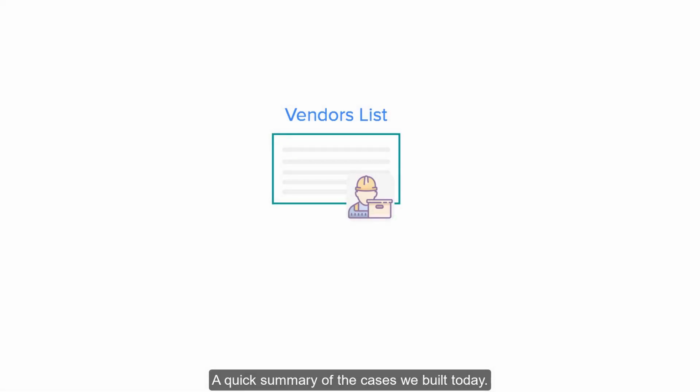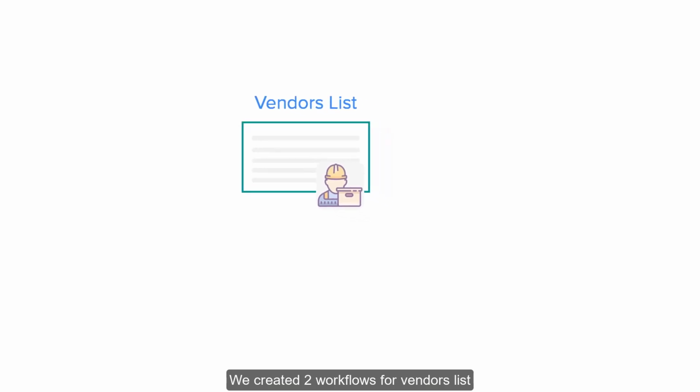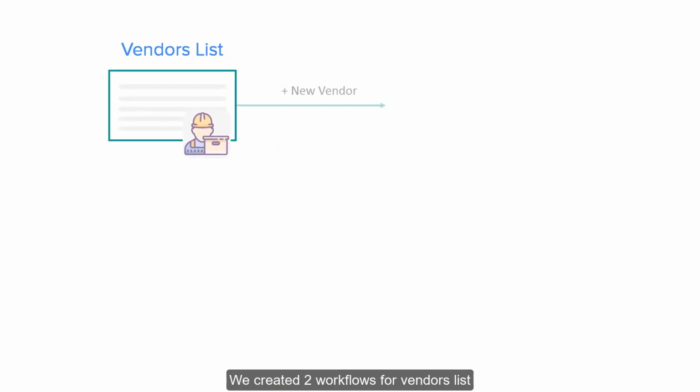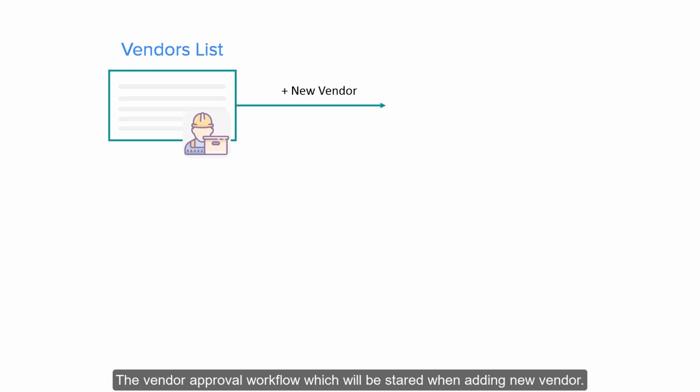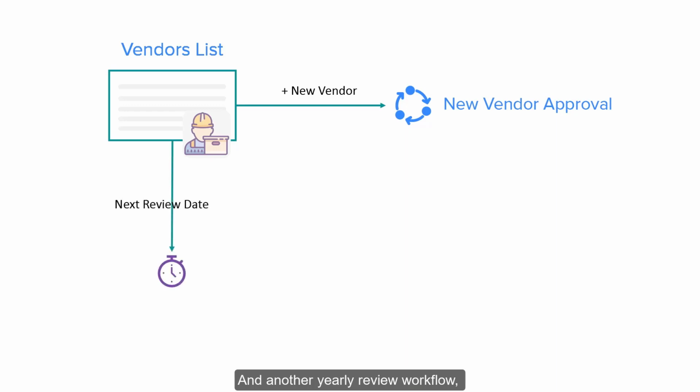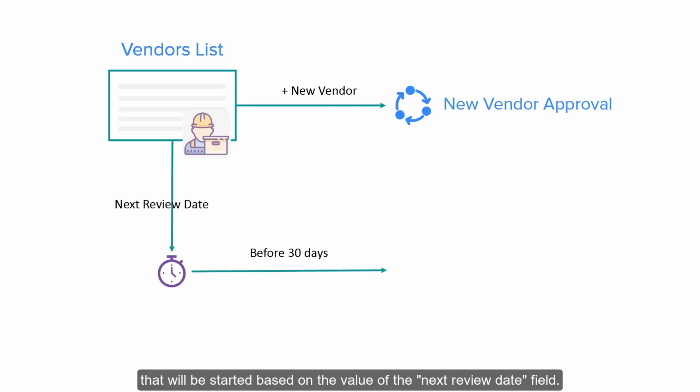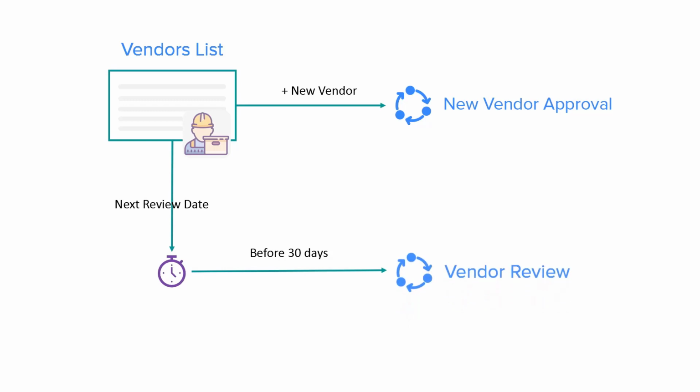A quick summary of the cases we built today. We created 2 workflows for the vendors list: the vendor approval workflow, which will be started when adding a new vendor, and another yearly review workflow that will be started based on the value of the next review date field.